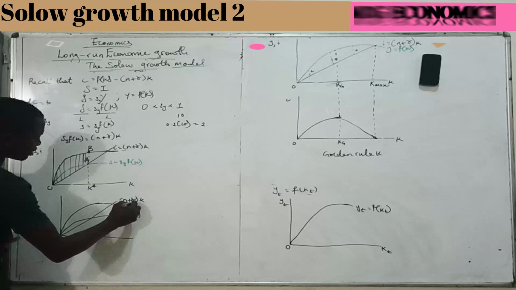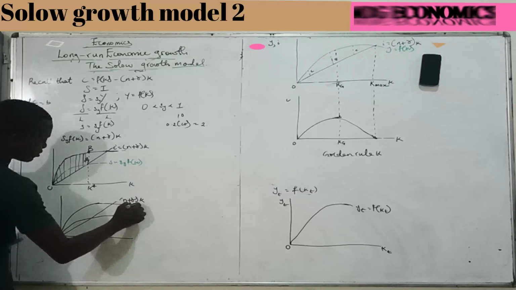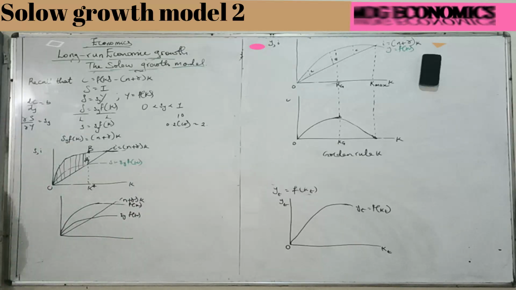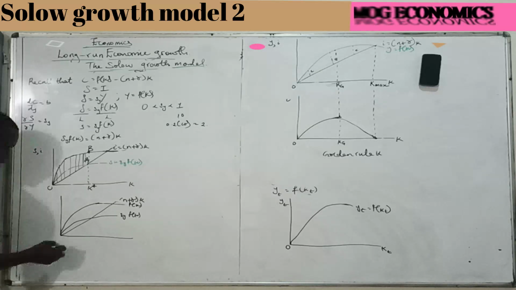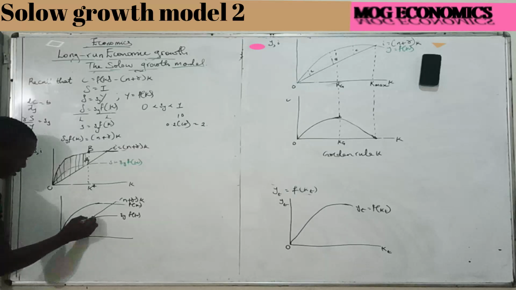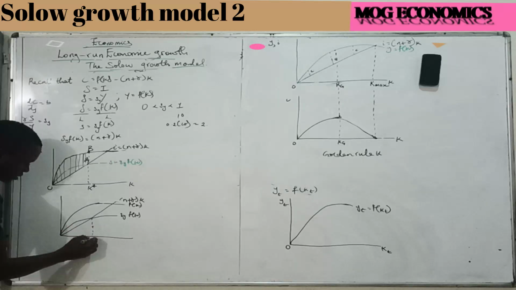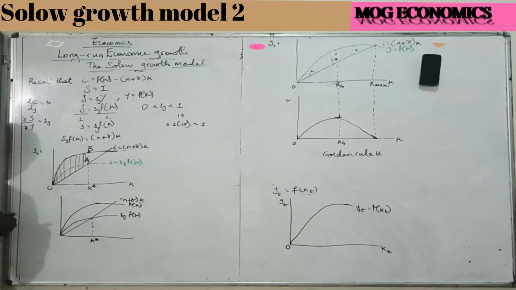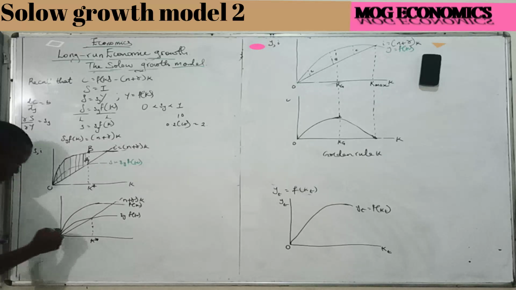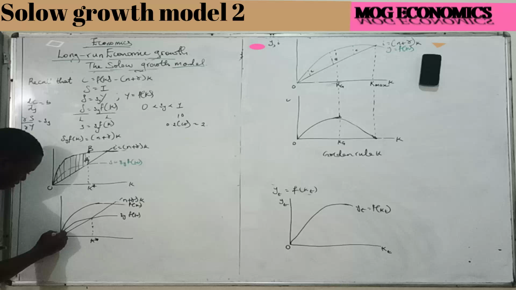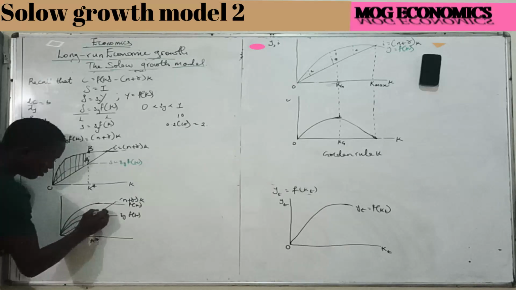Okay, so this is our f of k. If there's an increase in the saving rate, it will shift the saving curve. Initially, this is the steady state capital per worker. Now, with an increase in the saving rate, the curve will increase to something like this.